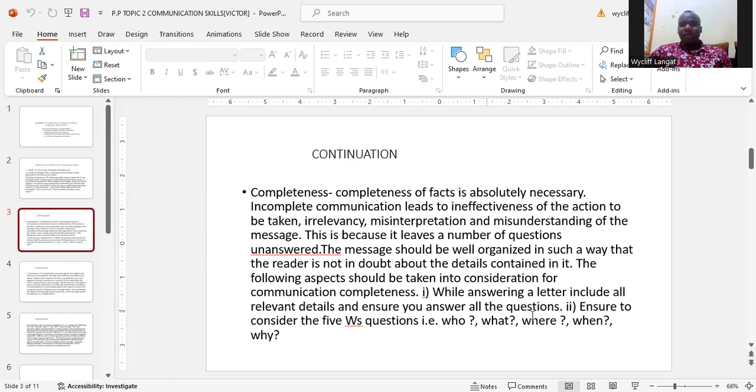Number one, while answering a letter, include all relevant details and ensure that you answer all the questions. Number two, ensure to consider the 5 Ws questions. That is the WH questions, like who, what, where, when, or why.